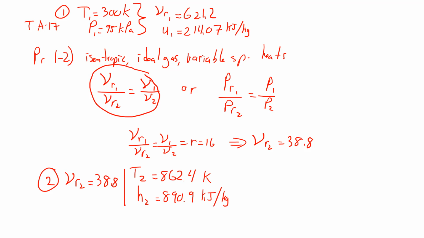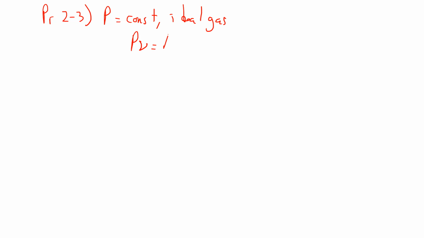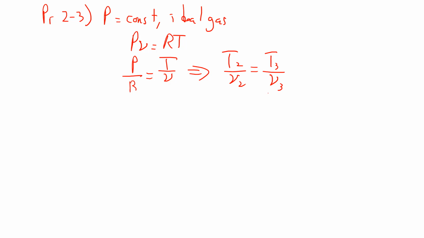Next, I'm going to follow the process line from state 2 to state 3. If you recall, process 2 to 3 is constant pressure, and that is for an ideal gas. So Pv is equal to RT. I'm going to put on one side of the equation everything that's constant, and on the other side everything that is changing. If I do that, I can find T2 over v2 is equal to T3 over v3.